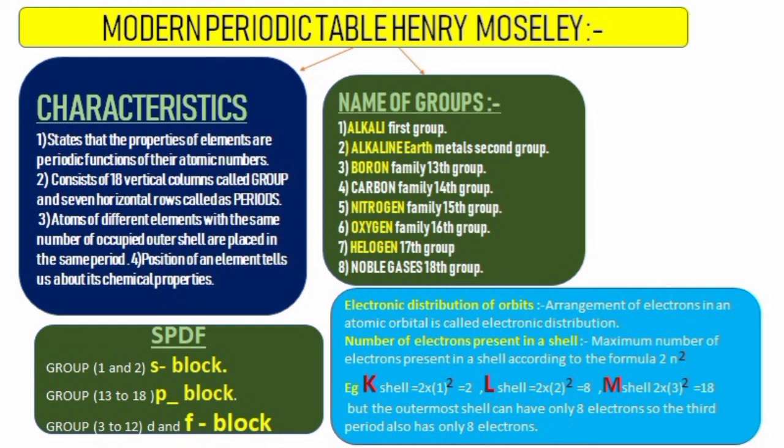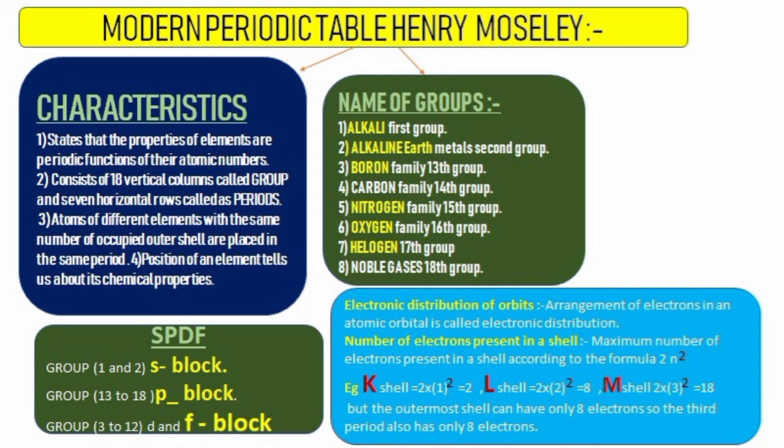Now one more thing that I have to explain is SPDF. SPDF means S block, P block, D block and F block. Now let us see which groups come under it. Group 1 and 2 elements are called S block elements. Group 13 to 18 elements come under P block elements, in which metalloids and non-metals are present. Now group 3 to 12 elements are called D and F block elements. So that is the meaning of SPDF. Now that also has been explained.